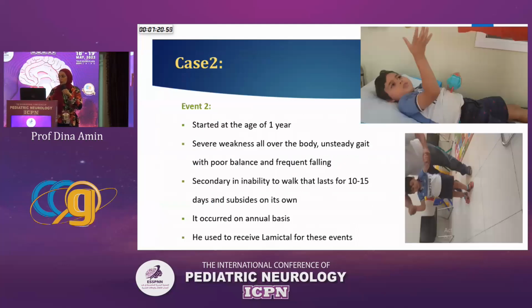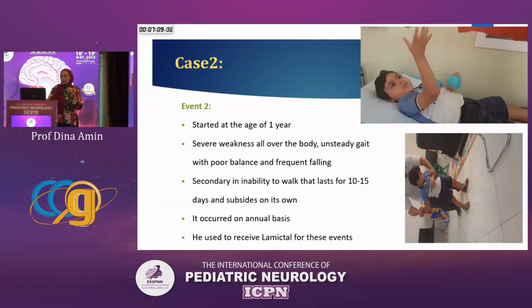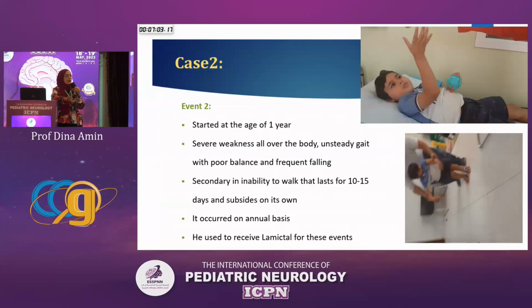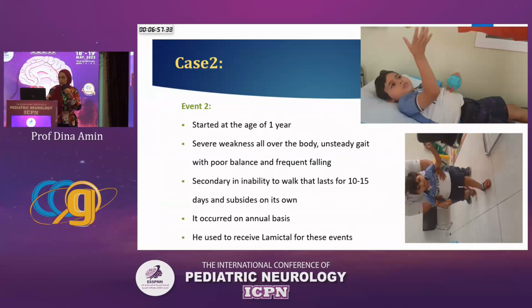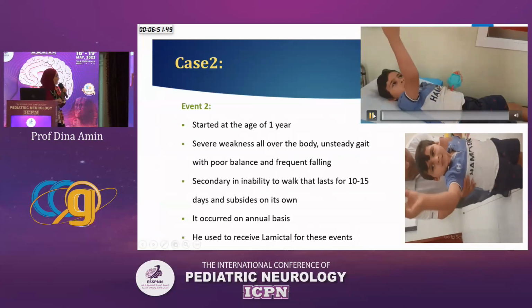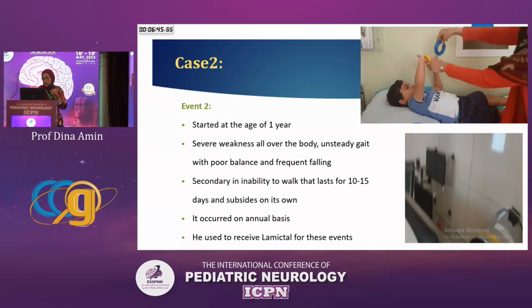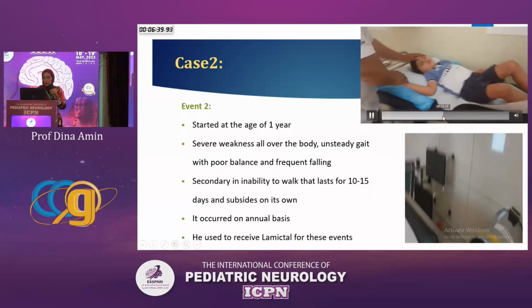The second event used to occur on an annual basis. This one I witnessed actually. So the patient will have episodic annual events of imbalance and ataxic gait that would last for 10 to 15 days, and it will subside on its own. And he received lamotrigine or Lamictal for this, but it didn't help these movements. And you can see also in the second video where he has problems reaching for the toys. And just for the sake of time, I will show you when he attempts to get out of bed, he's unable to get out of bed.